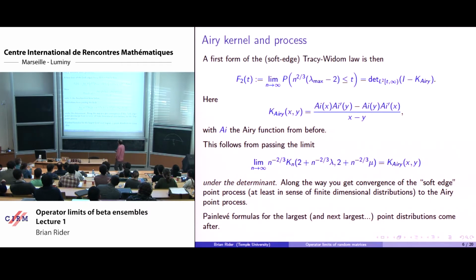All right, and then the Painlevé formulas. I mean, that's the real work. This is not so exciting. The real, incredible work of Tracy-Widom, of course, was to show a closed Painlevé formula for this Fredholm determinant, right? But that comes after.